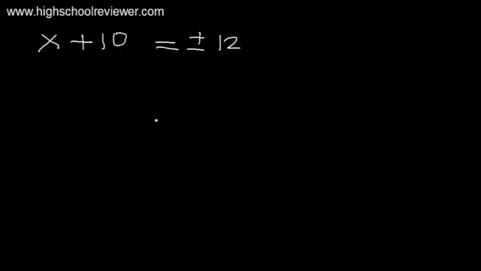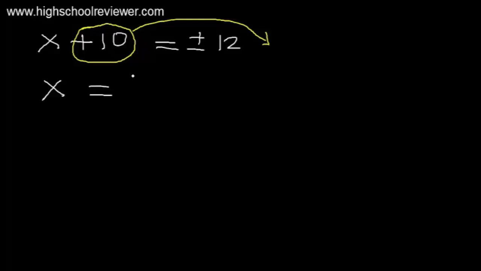So to find the two values of x, first we need to transpose positive 10 to the other side. When we transpose positive 10, what will be left on the left side will only be positive x, and we will have here plus or minus 12. If we transpose positive 10, this will change sign, so this will become negative 10.